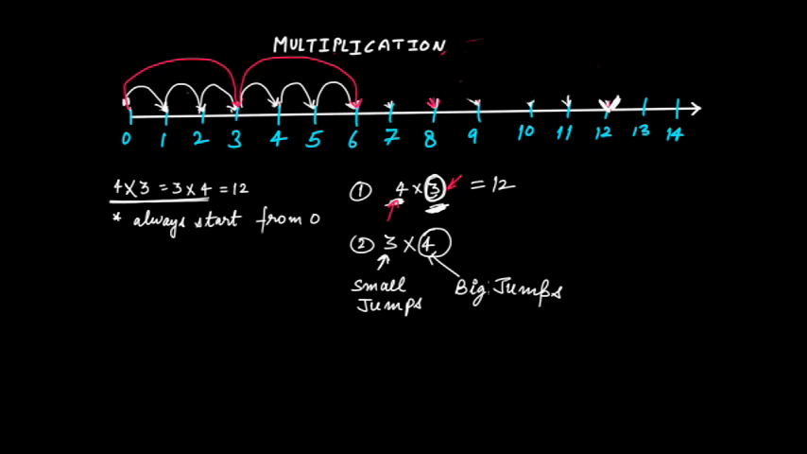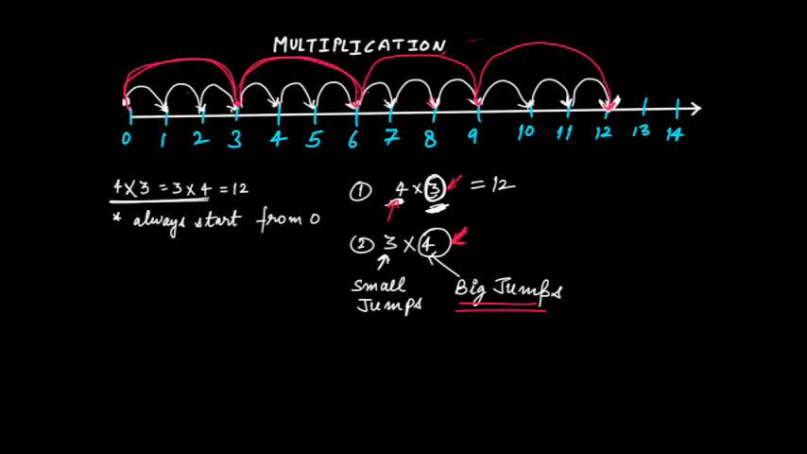Remember, you have to go 4 big jumps, right? So again 1, 2, and 3. So this would be the third big jump. Again 1, 2, and 3, and this was the final big jump, right? Since this number was 4, so you had to take 4 big jumps. And therefore it landed on 12. Therefore the answer even in this case is 12, right?